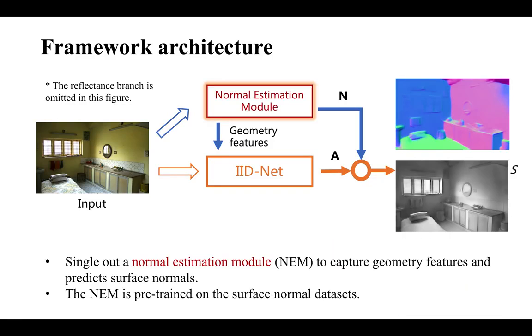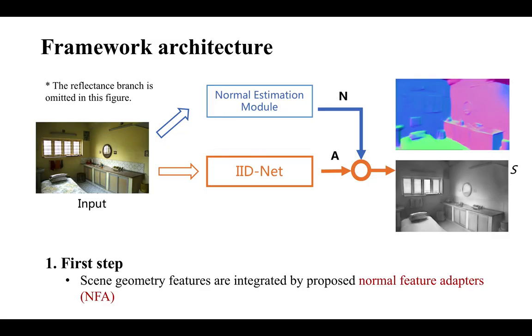The fundamental component of the NIID-Net is the normal estimation module. It is singled out and trained to capture geometry features and predict surface normals. After pre-training the normal estimation module, we design an encoder-to-encoder block to share geometry features. This block is called the normal feature adapter. We use 3 adapters to propagate scene geometry features to the IID-Net, so that the IID-Net can focus on learning complicated lighting conditions with the support of geometry priors.